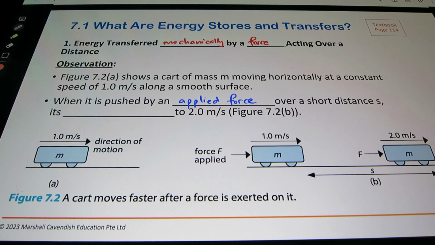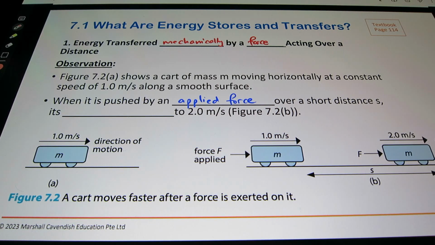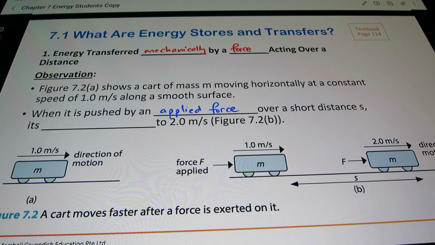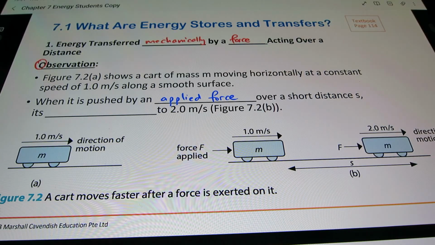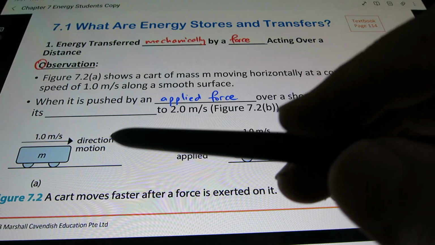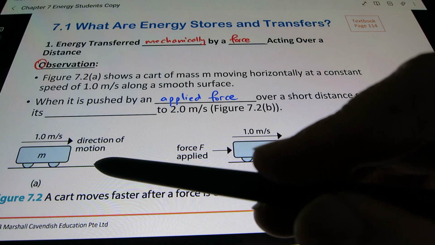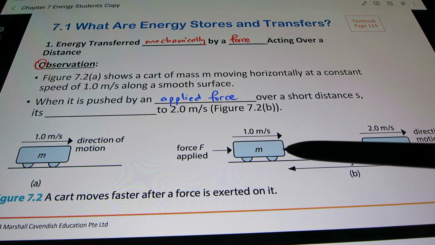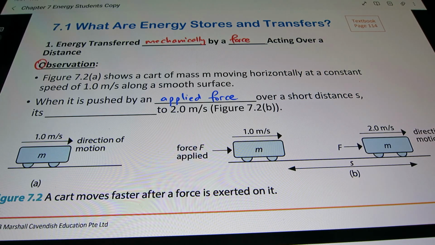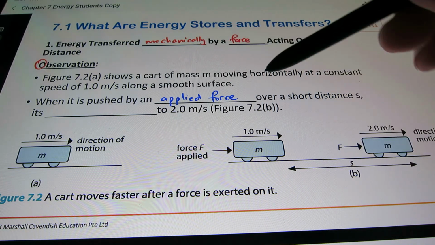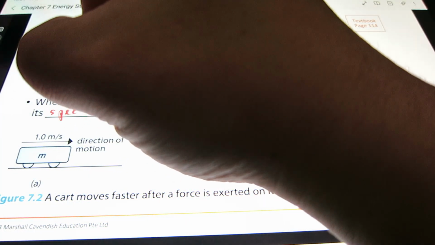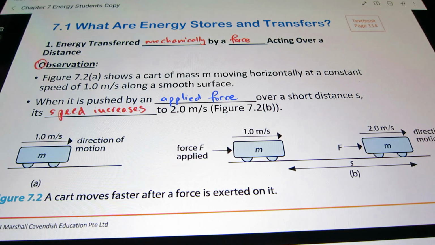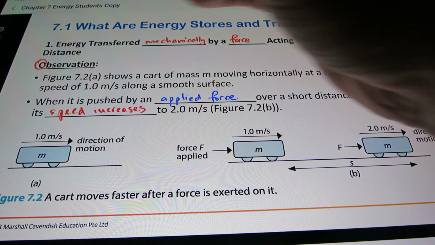So I'll begin with the first one, energy transferred mechanically via a force. So in this OEA model, we start off first with what you observe. So let me just set up the situation here for you. I have an object that is already initially moving, then after which I apply a certain force and the speed increases. So your observation is a simple one. When an object is pushed by an applied force, the speed of the object increases. Right? So that is simply just your observation. Now, that is your O portion done.